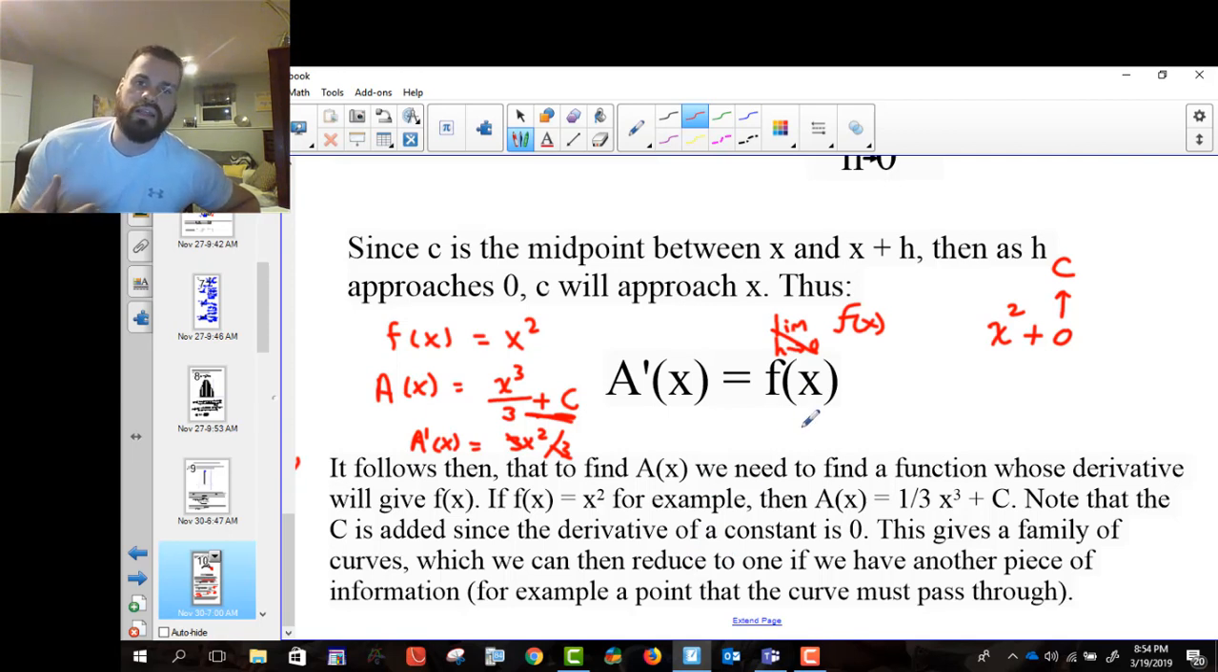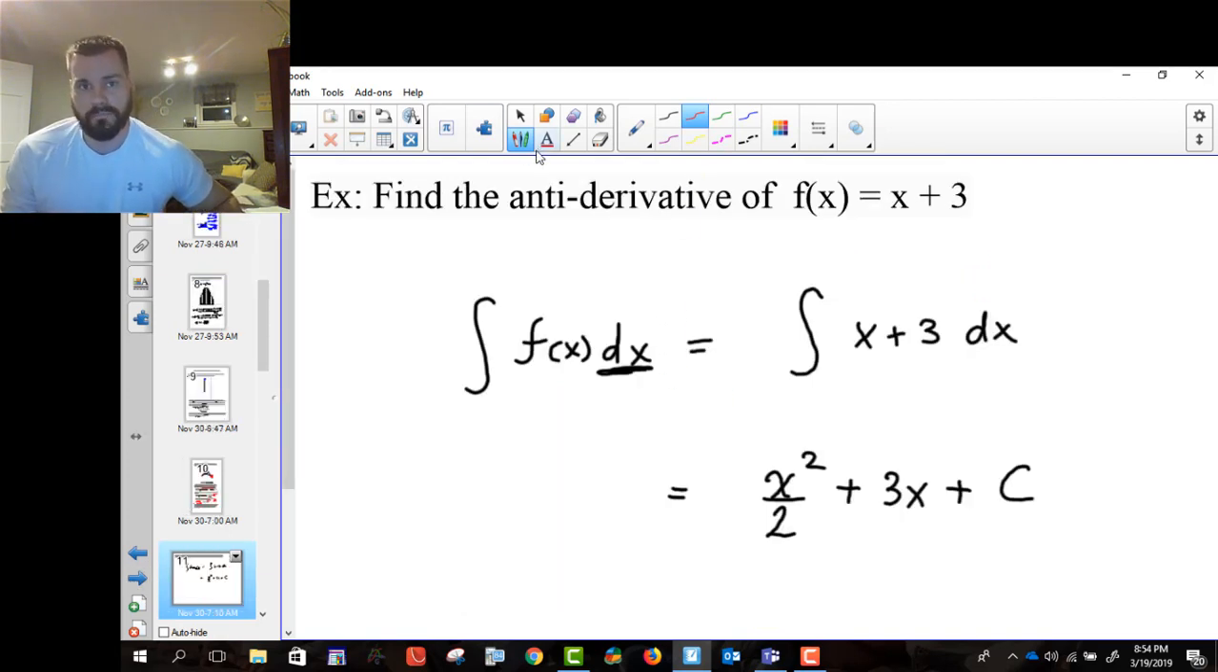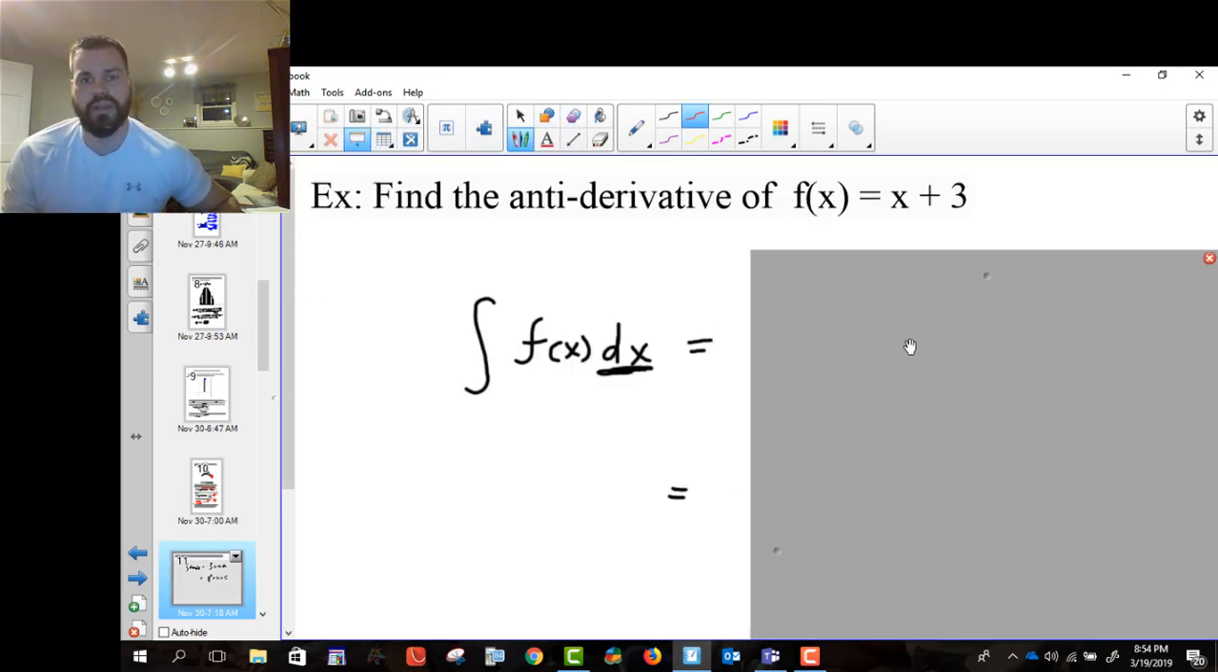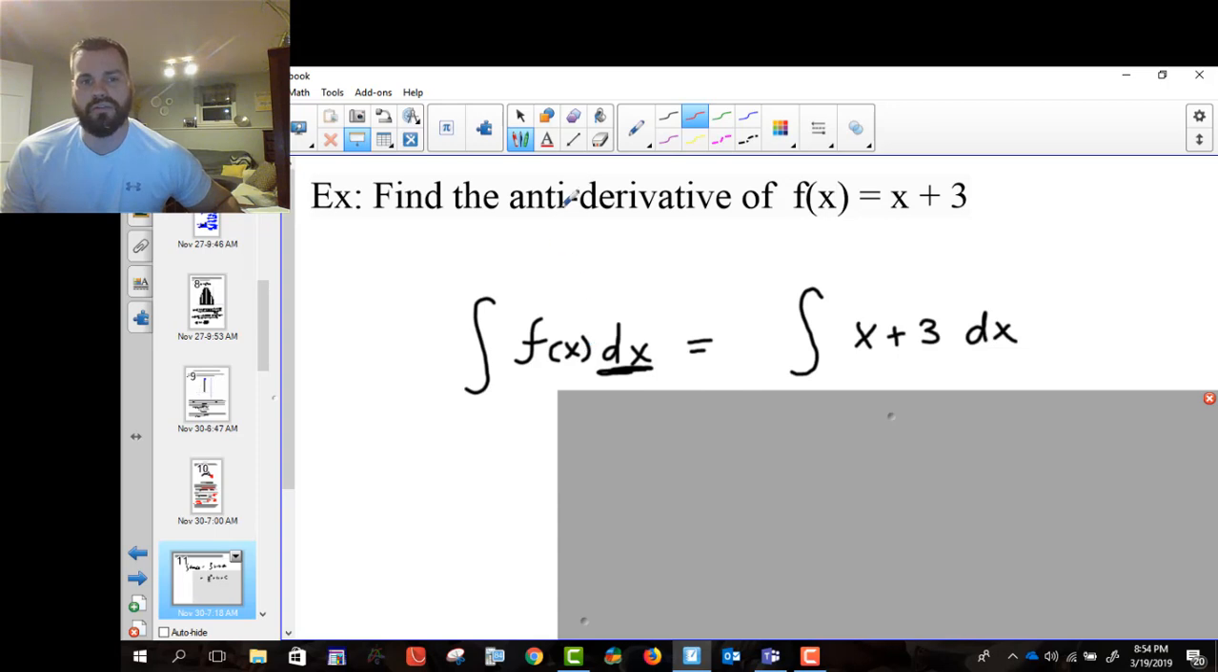But the nice thing about this concept is that if you know derivative rules and you know the derivatives of things, then you can reason backwards to find the antiderivative or the integral. So imagine I gave you a question like this. Let's say I want the integral, the antiderivative, of x plus 3.